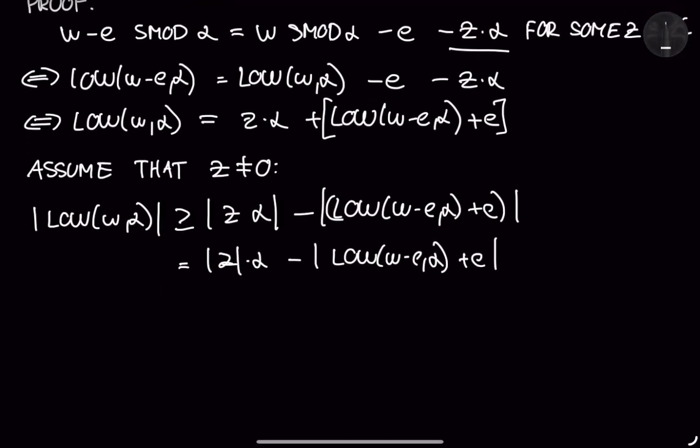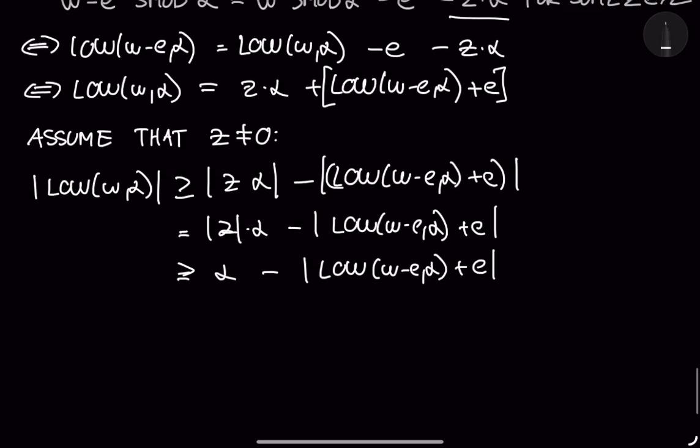And what else can we do? We can assume that this is greater than or equal to alpha minus low W minus E plus E, because we have the case that Z is non-zero, so the absolute value of Z is greater than or equal to 1. So this is true. And what else we have is this equality.